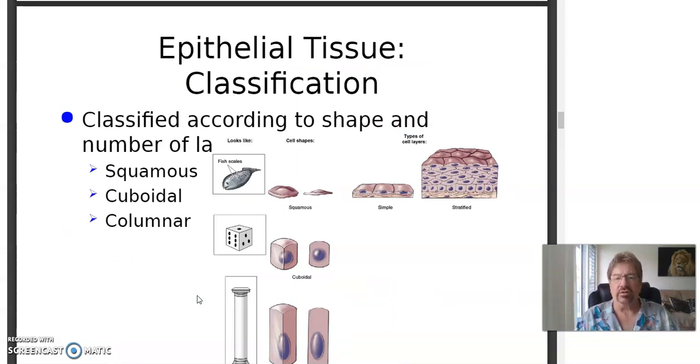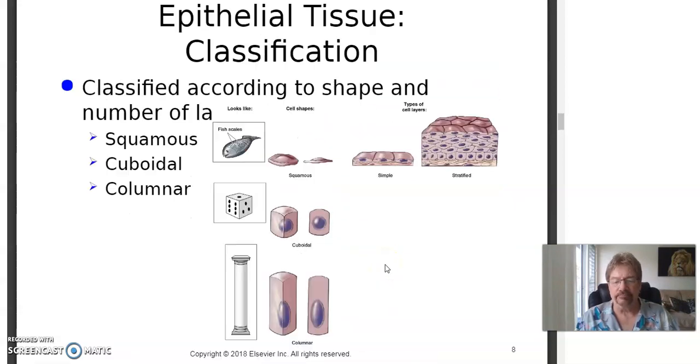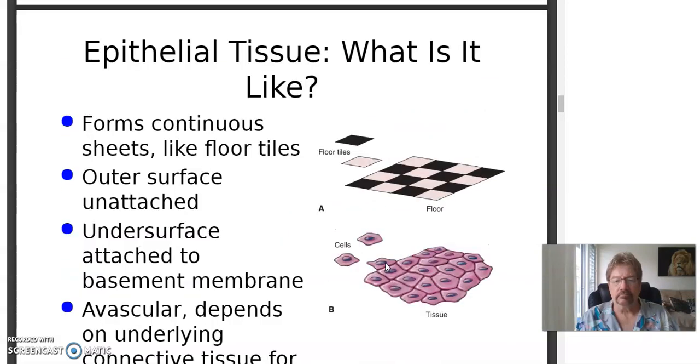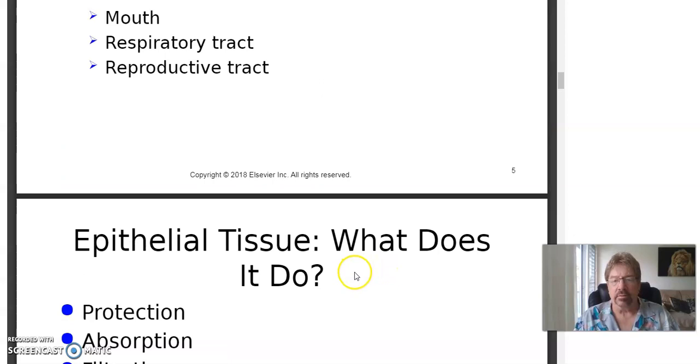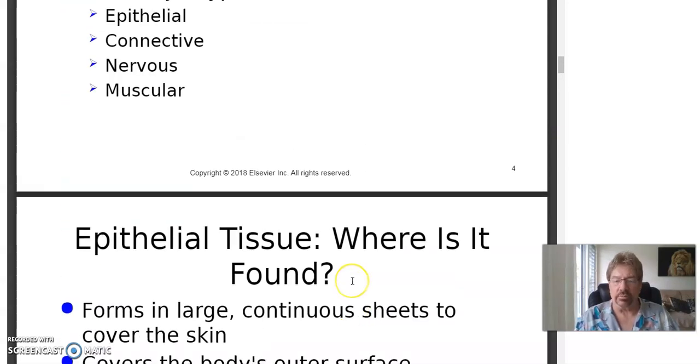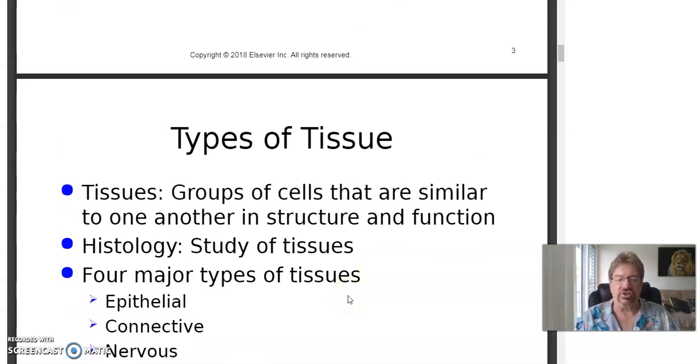We talked about epithelium. It can be stratified or it can be simple. Simple means it's one layer. Stratified means it's lots of layers. 3 shapes: squamous looks like floor tiles, cuboidal looks like a cube, columnar looks like a column. The best example of epithelium is our skin, which is stratified squamous.